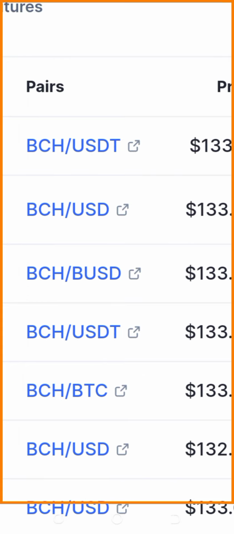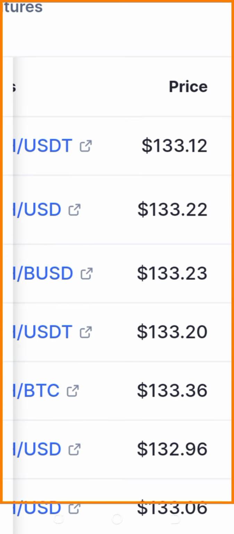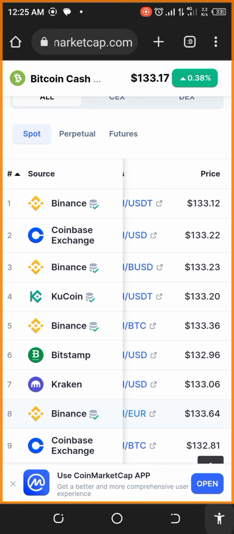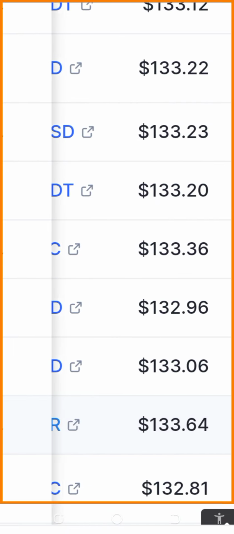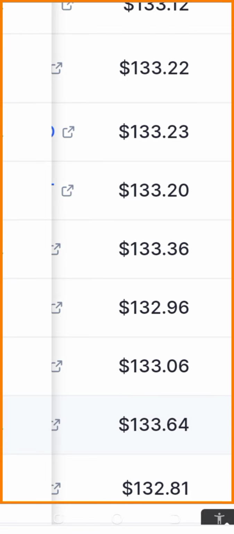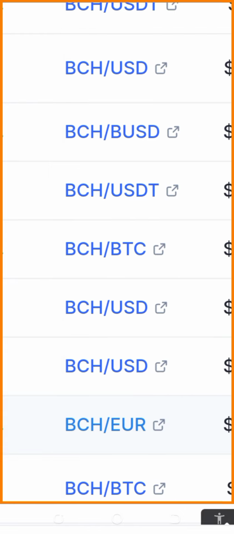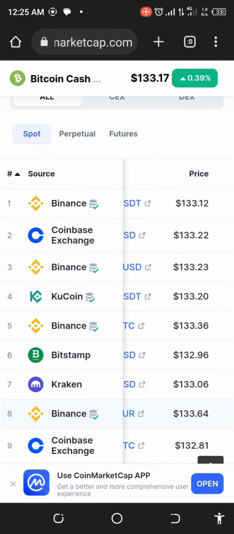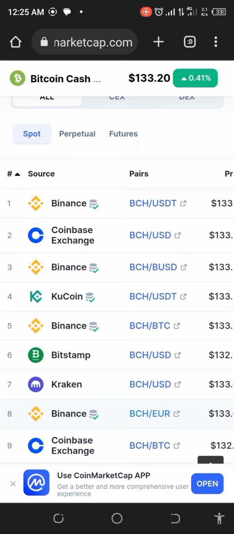So let's look at it again. BCH BUSD is costing 133.23. That means that we can see the difference in the price. Let's take a look at this third one, right? That is BCH USD, which is 132.96. Can you see what is going on here? BTC is 133.36. You can actually do an arbitrage like this. You can look for the cheapest price, sell to the higher price, and sell back. That's how you make money in triangular arbitrage using CoinMarketCap, right?